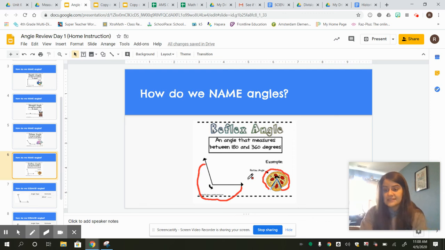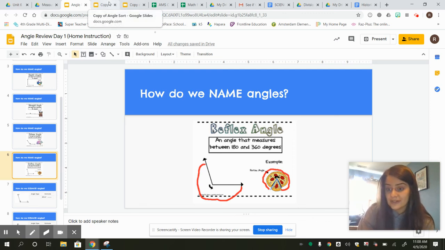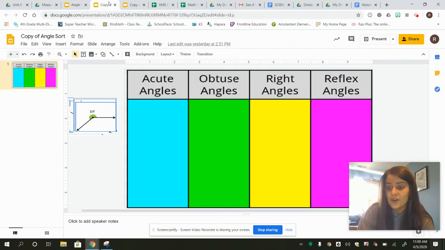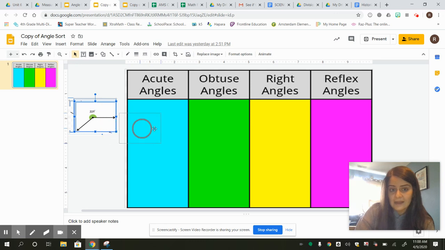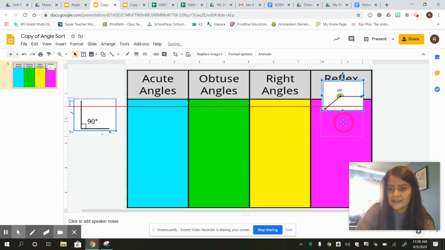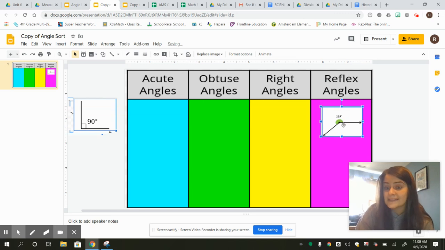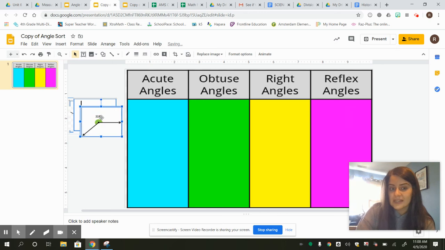So in today's review, you're going to be working on an angle sort that's interactive, and knowing these angles is going to help you drag and drop the angle, oop, that's too high, into the correct box. There's a couple of different pictures of different angles, and you have to drag and place them in the correct box, depending on what they are.